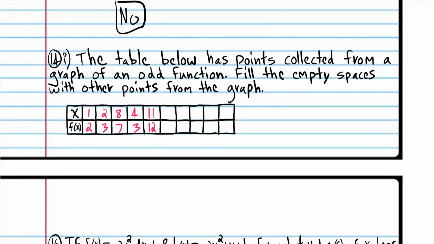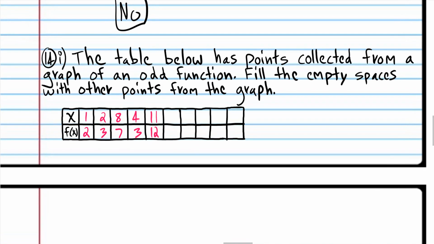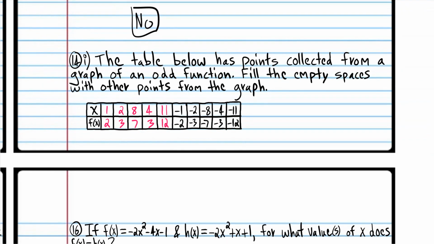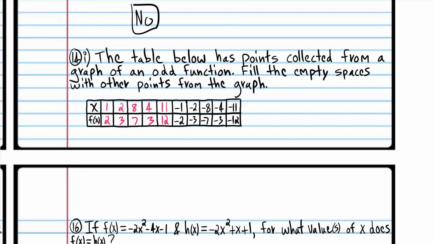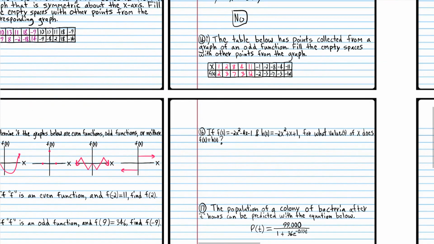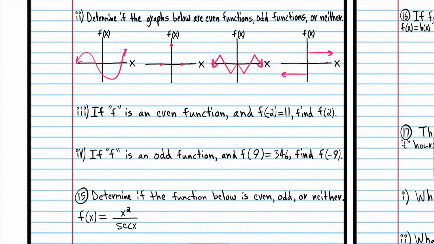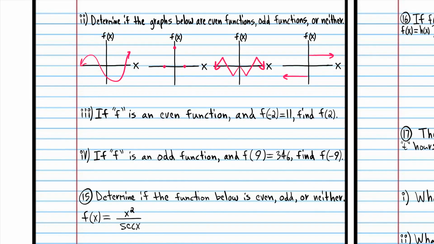Okay, we're back. So it says this is an odd function. If it's an odd function, then for every point (x, y), you should have a point (-x, -y). So if we have the point (1, 2), then we should also have the point (-1, -2). And so we can just fill in the table there. All right. So if you got that problem, good job. All right. Try parts 2 through 4 on number 14. When you come back, we'll do it together.